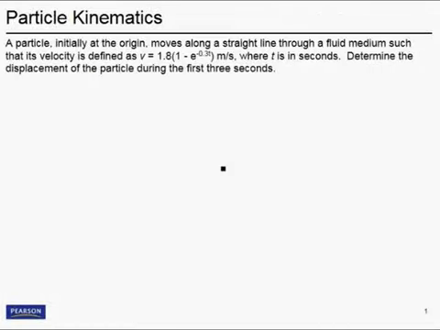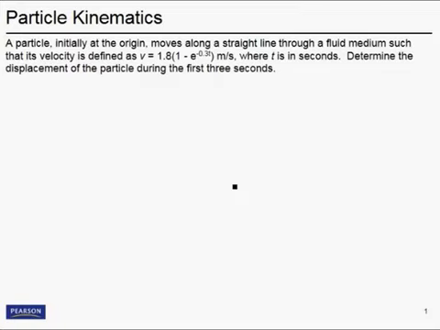Right now we're going to solve a particle kinematics problem. We've got a particle which is initially located at the origin, and the information we have here says that it moves along a straight line through a fluid such that its velocity is given by the equation shown. Our goal here is to determine the displacement of the particle during the first 3 seconds of its motion.